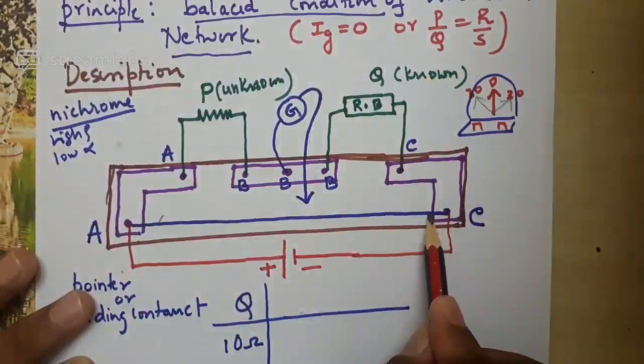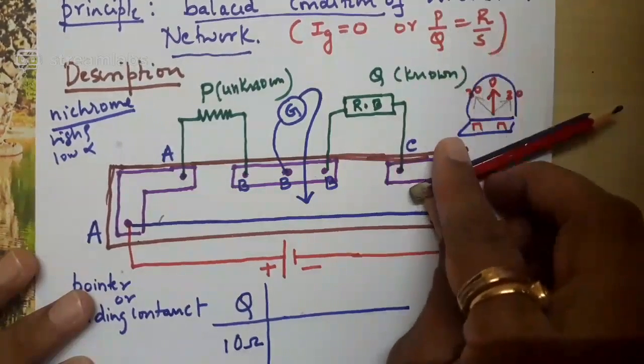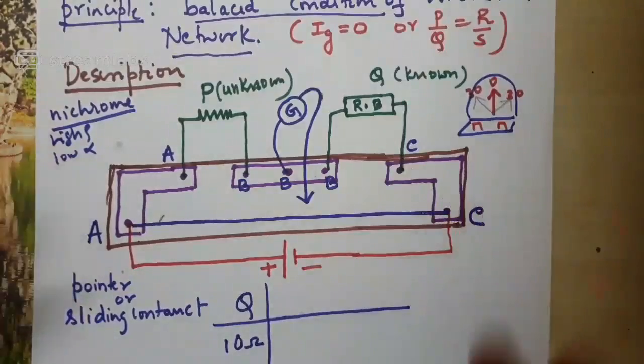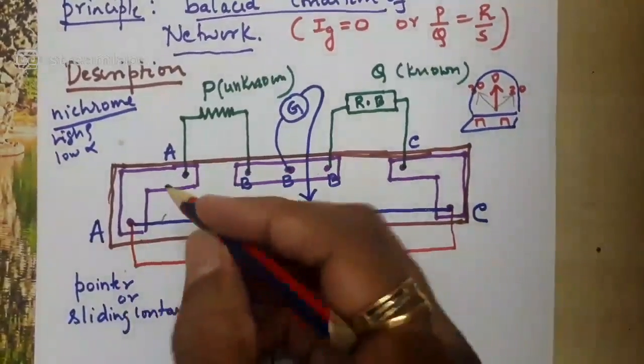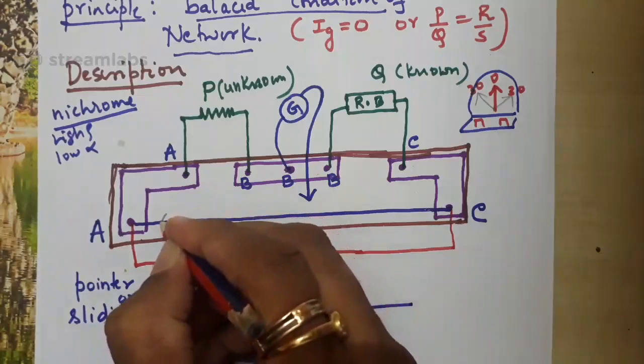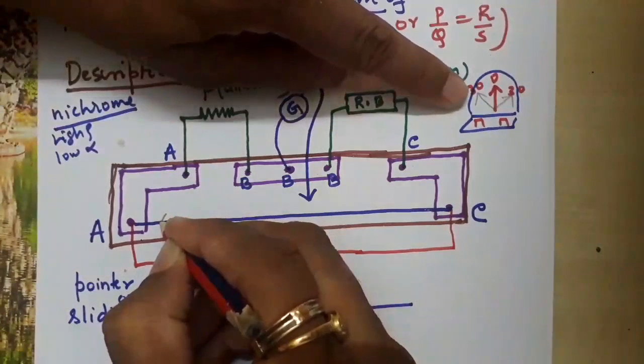And when you keep a jockey in contact with the wire at the other end, that is near end C, the deflection is to the other side of the 0, indicating that connections are proper. Now again come back. Keep the jockey in contact with the wire near end A. Again, it is showing a deflection of 30.